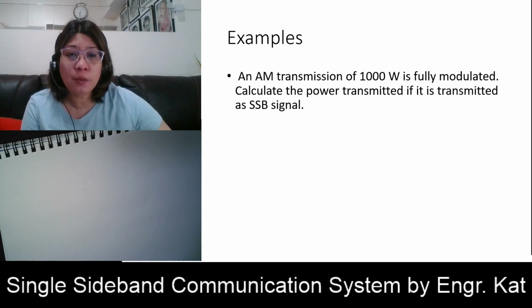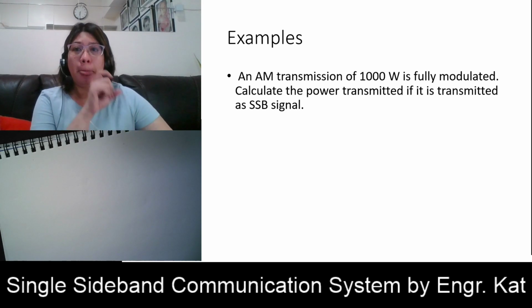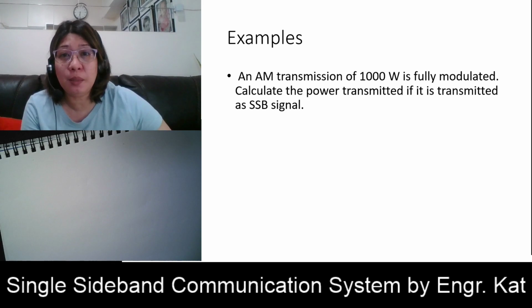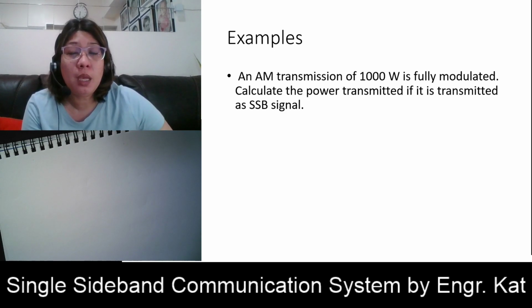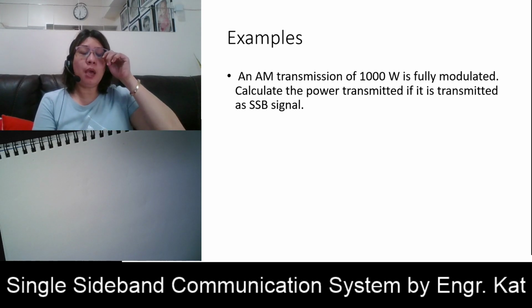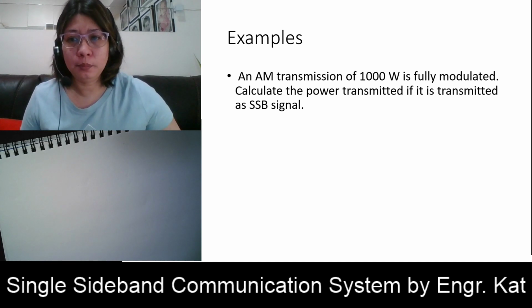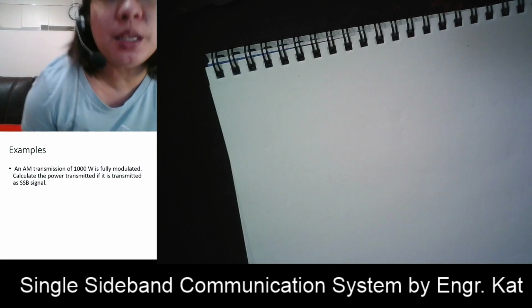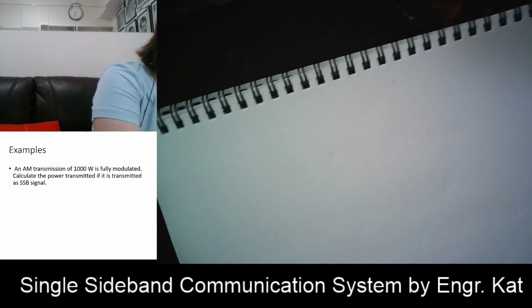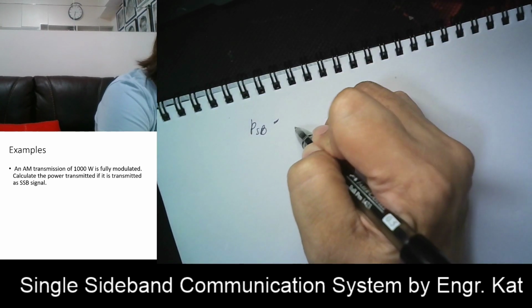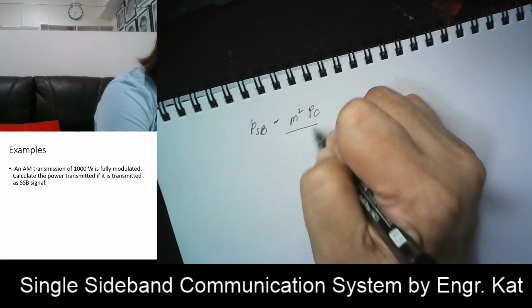Okay, so this is for a conventional AM. How about what will be the total transmitted power if we make use of a single sideband, if it is transmitted as a single sideband only. Okay, so we have here the formula for this. For us to transmit just a single sideband, the total power required is equivalent to m squared Pc all over 4.